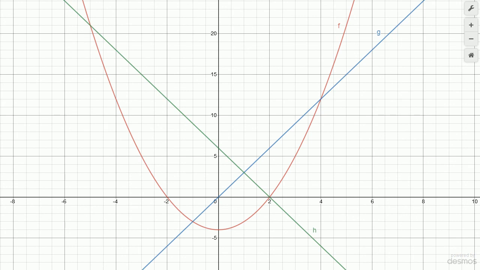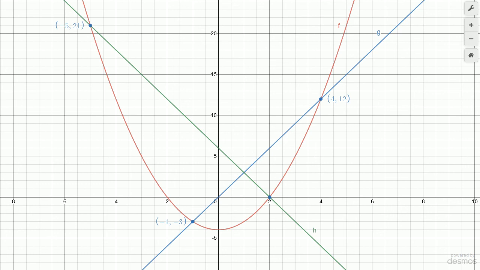And we have intersection points here at (-5, 21) and here at (2, 0), which can be determined algebraically. How? By setting f equal to h and solving for x. We also have intersection points here at (-1, -3) and here at (4, 12), which can be determined by setting f equal to g and solving for x.